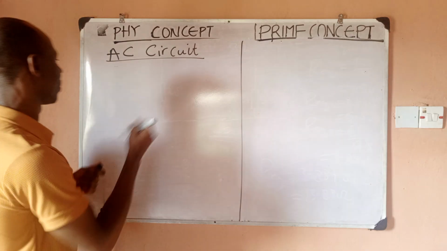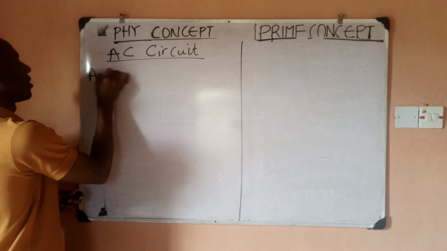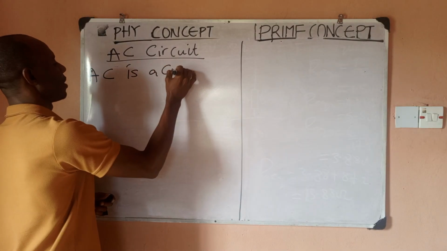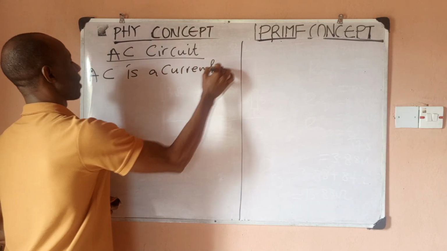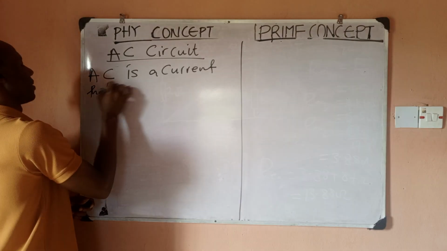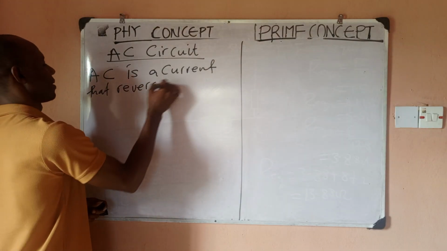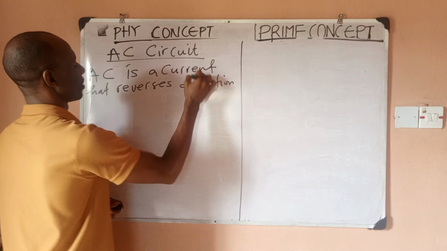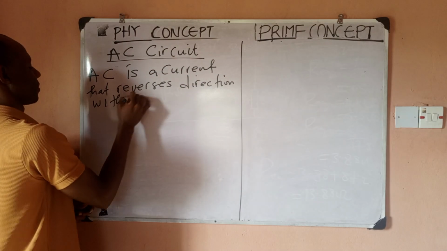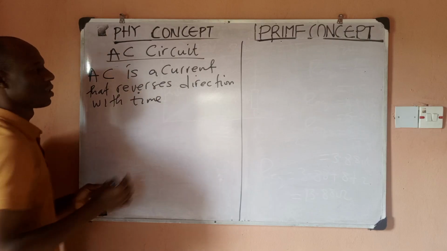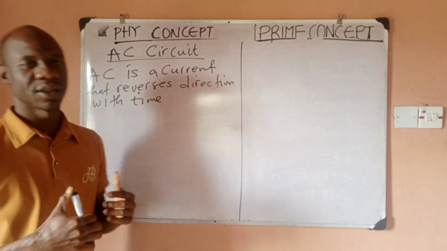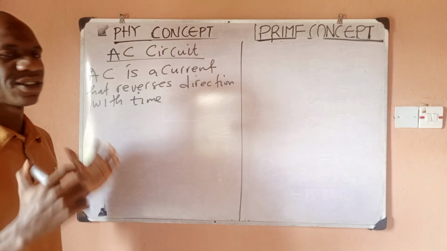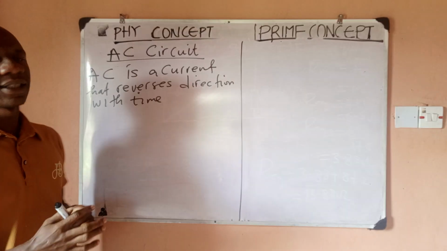Like we have mentioned, alternating current, AC, is a current that reverses direction with time. That is to say, it changes direction. It always has maybe a maximum and minimum with time. So it is not steady. That is the alternating current.